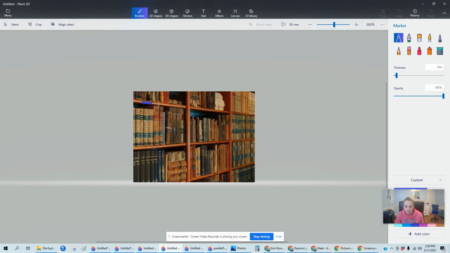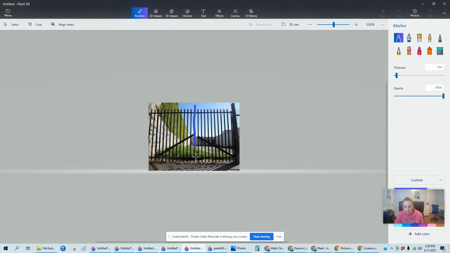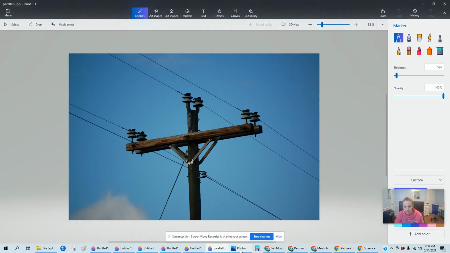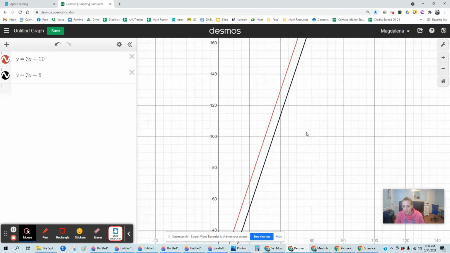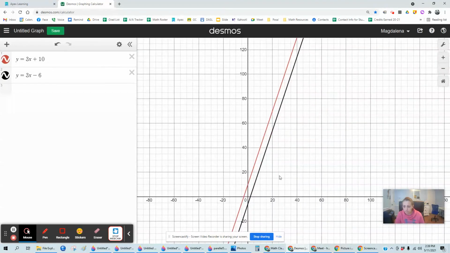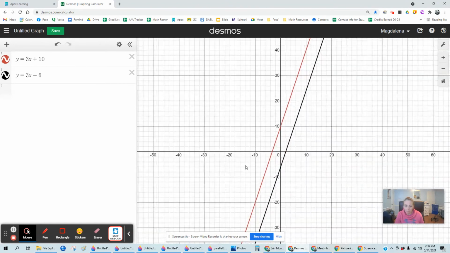You can see that these shelves over here are parallel lines. Also, these ones are parallel. This one is parallel to this one. We can see this fence over here with parallel lines, and these two would be just intersecting lines. So parallel lines occur many times, and we see them all around us.